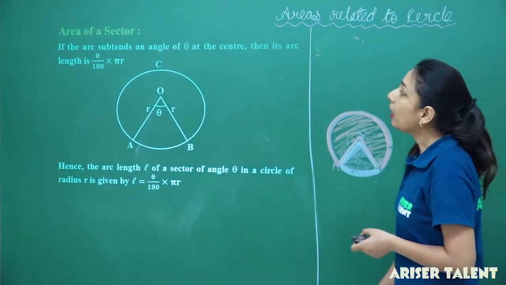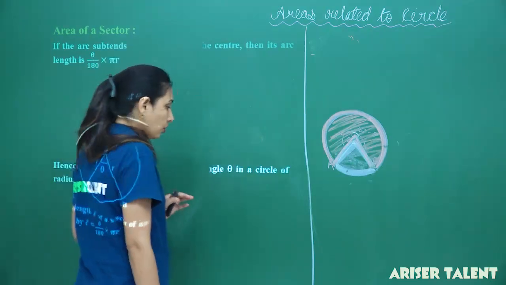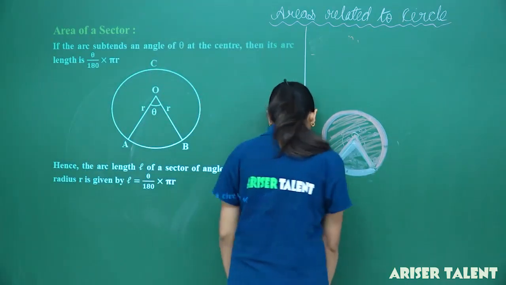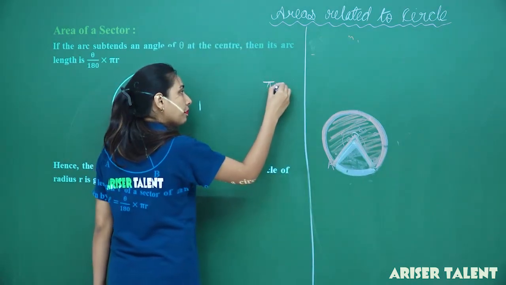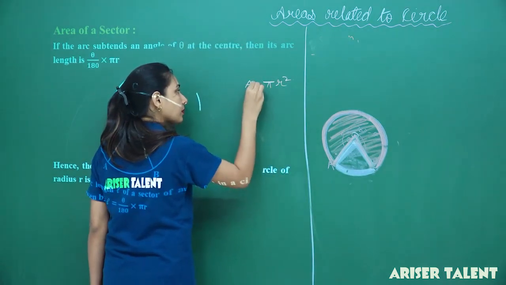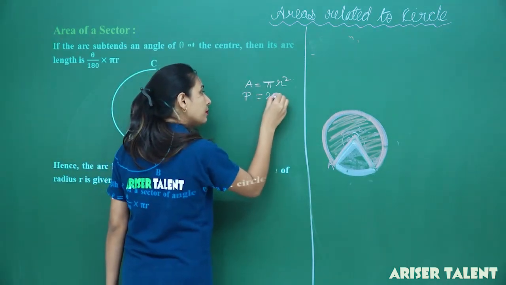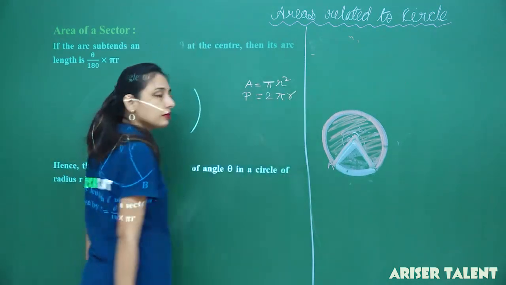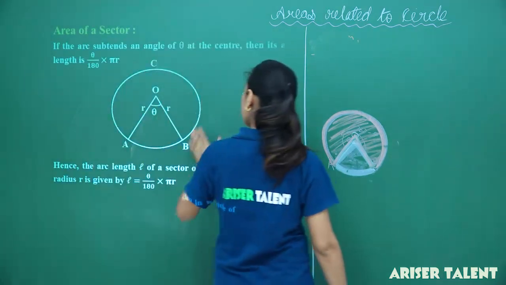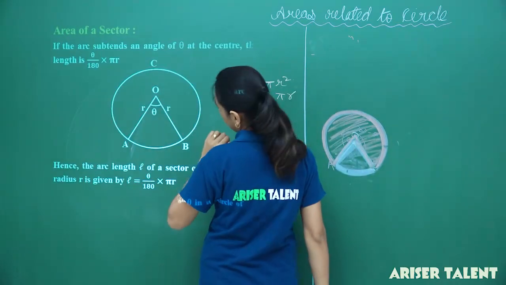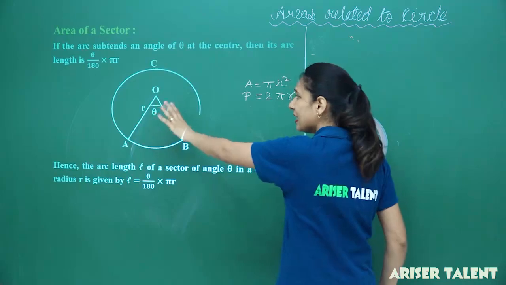Now, area of a sector. Students, you know the area and the circumference of a circle. Mind it here, pi r square is the area of a circle, and the perimeter is 2 pi r. So you have a circle, and this center is a little high, so consider it as the center.